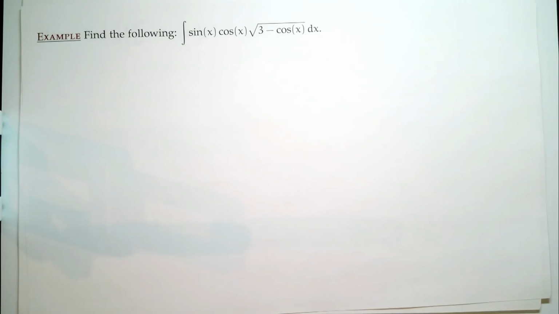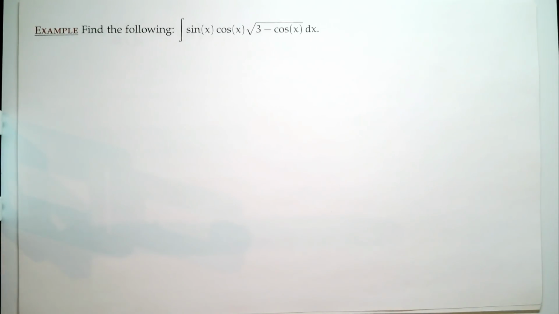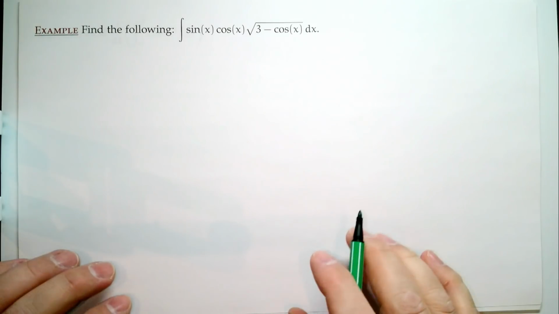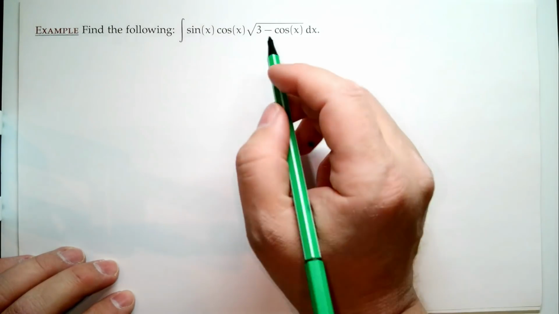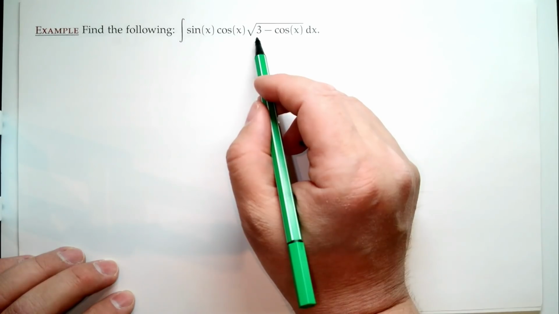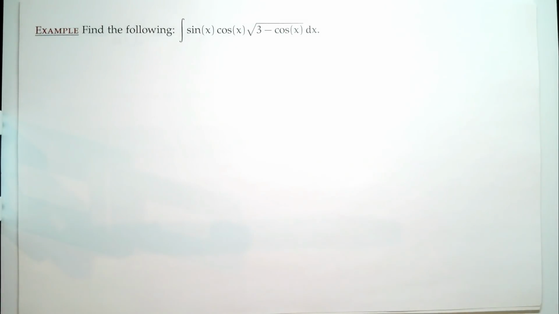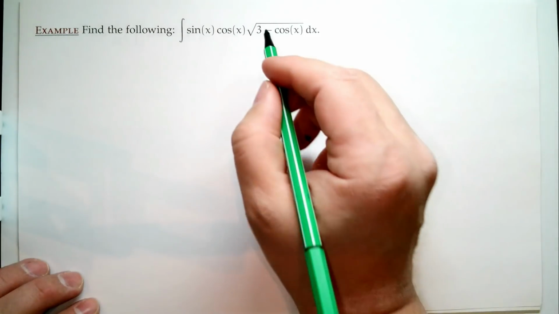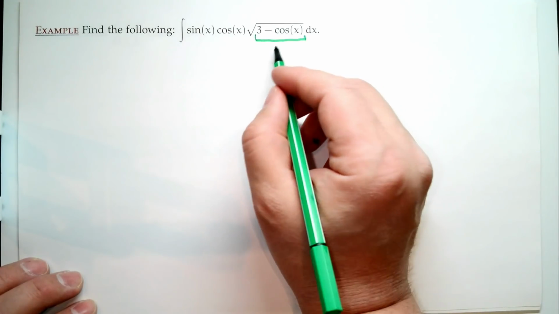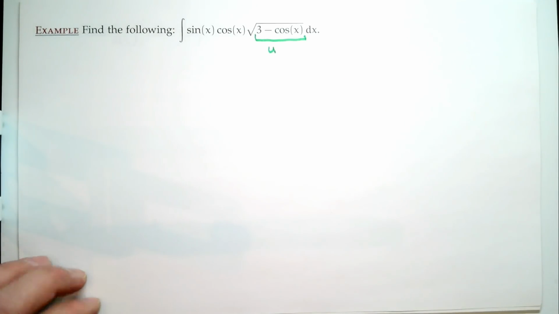All right, what should we substitute? What stands out? Any suggestions? Well, here I see a 3 minus cosine x inside a square root. So this is a function in a function, and that's oftentimes a good place to start looking. So let's see where that would take us. Suppose we set u equal to 3 minus cosine x, and let's follow that down.